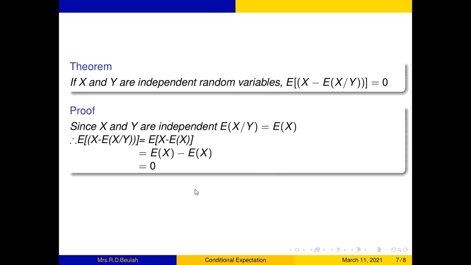Next theorem: if X and Y are independent random variables, E of X minus E of X by Y is equal to 0. Proof. Since X and Y are independent, we know that E of X by Y is equal to E of X. Substituting this value over here, we get E of X minus E of X by Y is equal to E of X minus E of X, which is equal to 0.